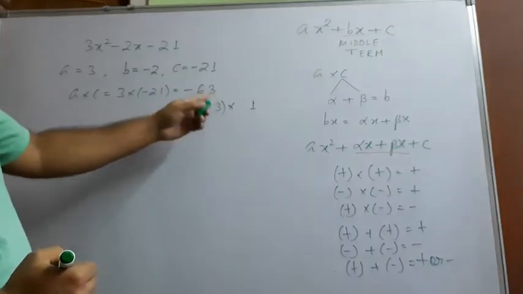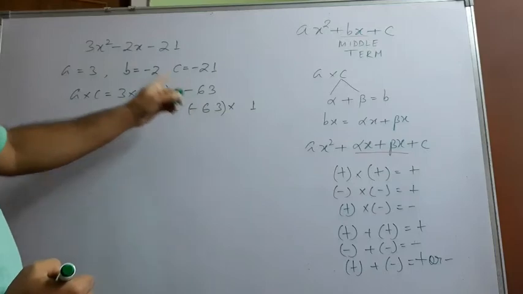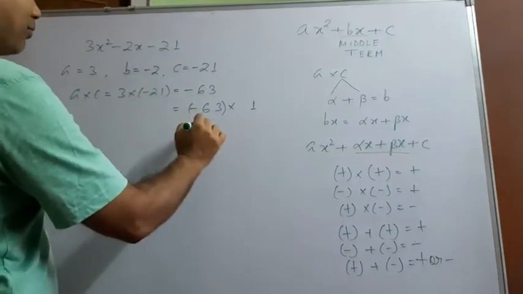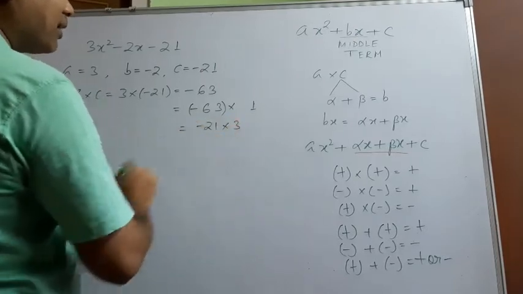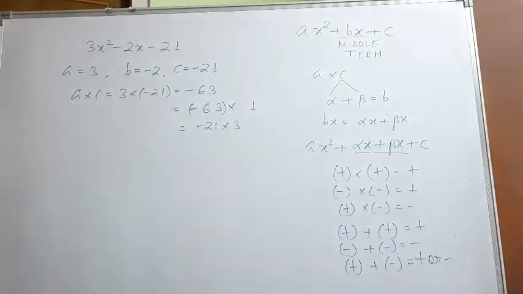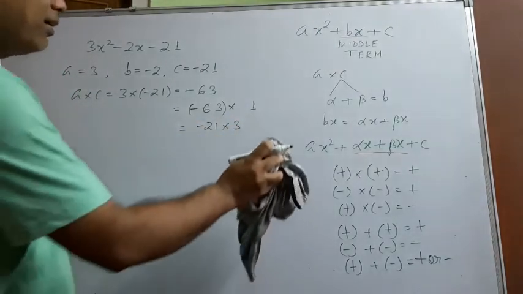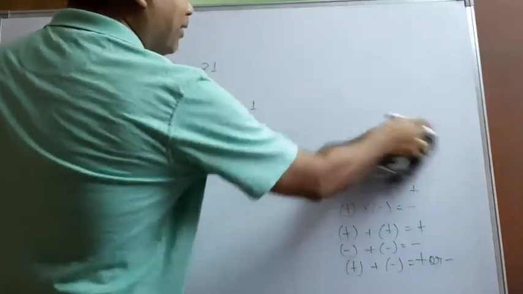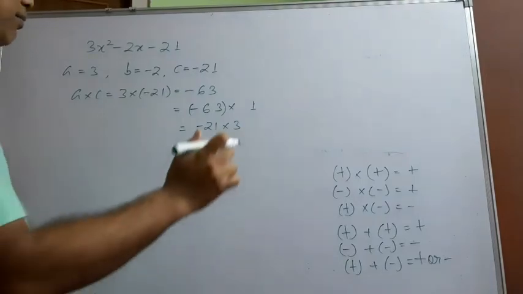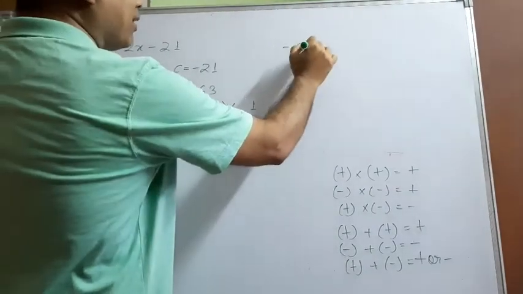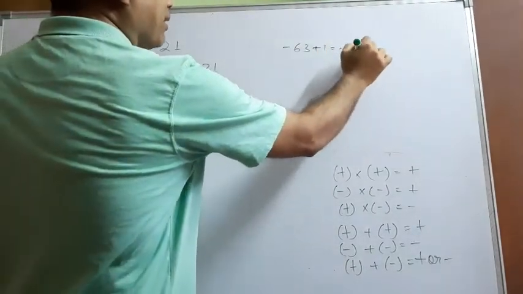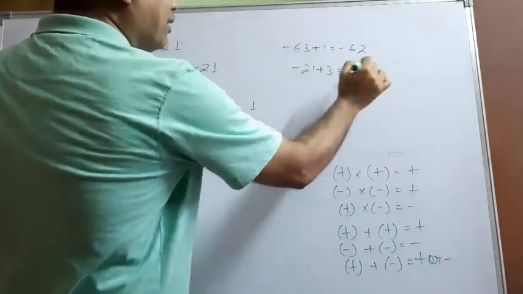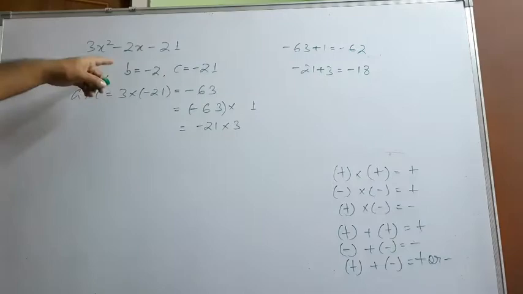So minus 63 and 1 gives product 63, but this sum is not equal to B. Then minus 21 and 3, that is also 63, but what is the sum of minus 21 and 3? You can check the sum verbally. Minus 63 and plus 1 if I add, my answer is minus 62. Minus 21 plus 3 if I add, my answer is minus 18. My answer is negative, but not equal to B, minus 2.